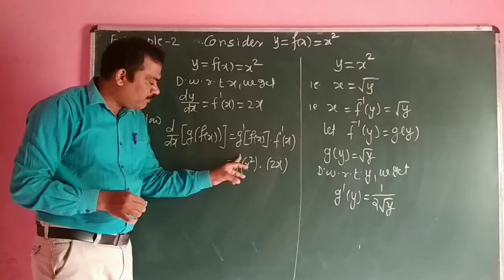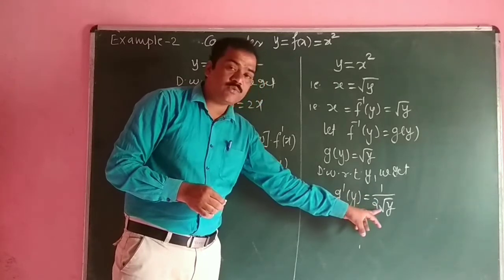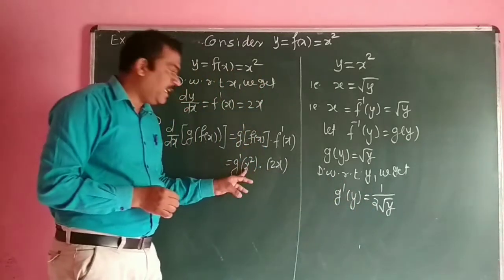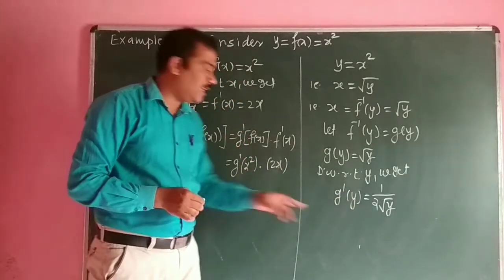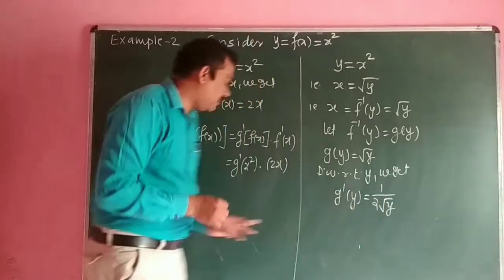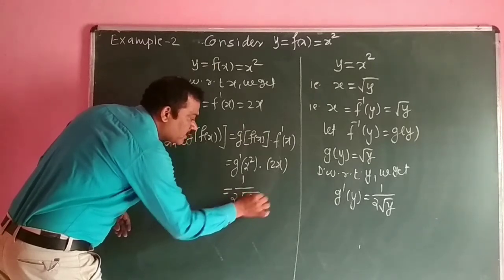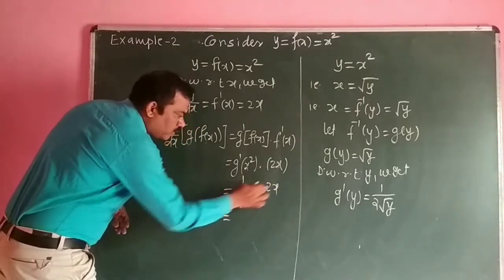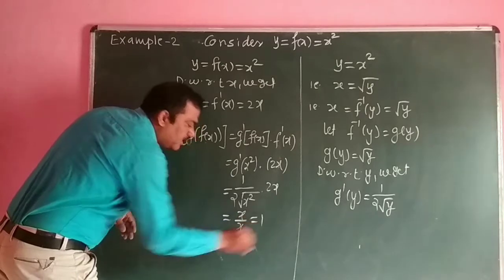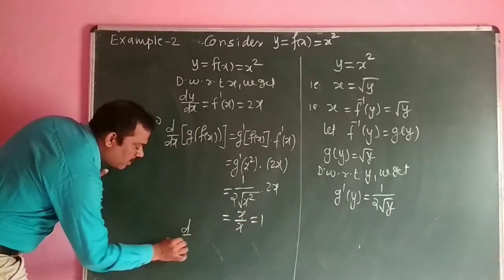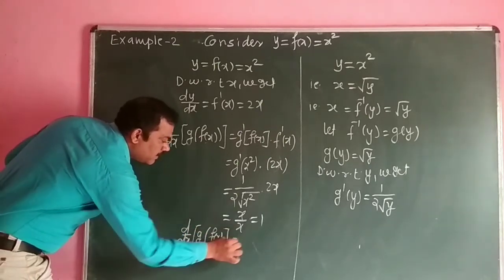Now we have to find the value of g'(x square). Here g'(y) = 1/(2 times root y), so we replace y by x square. So the value of g'(x square) is 1/(2 times the square root of x square), into 2x. We get cancellation. The square root of x square is nothing but x, and x divided by x gives 1. That means d/dx of g(f(x)) is equal to 1.